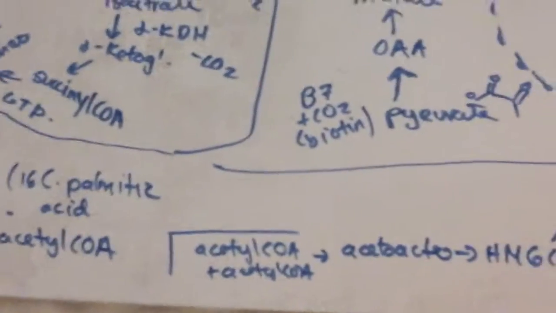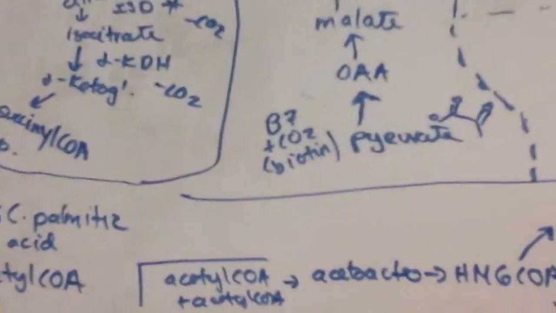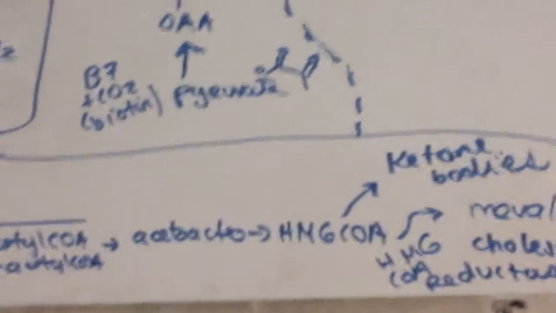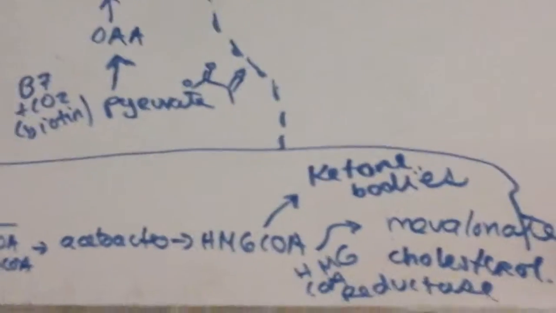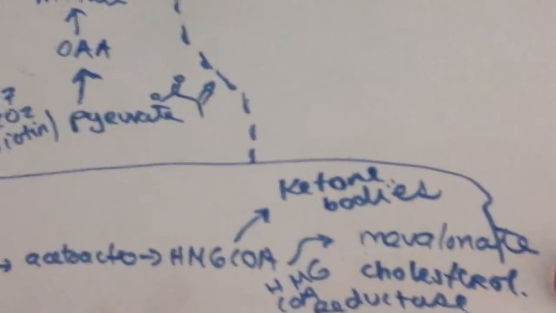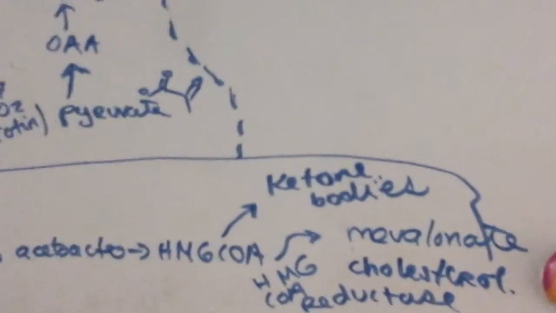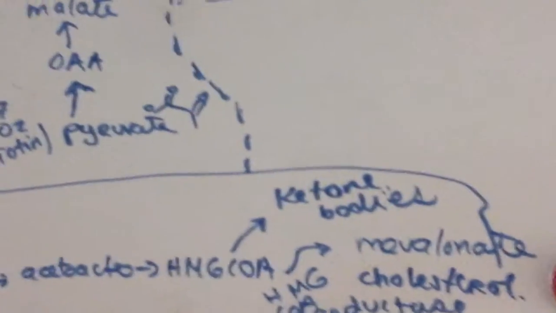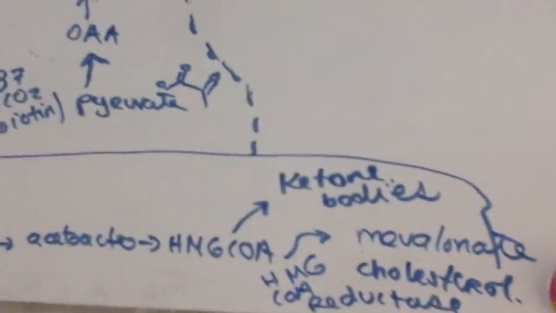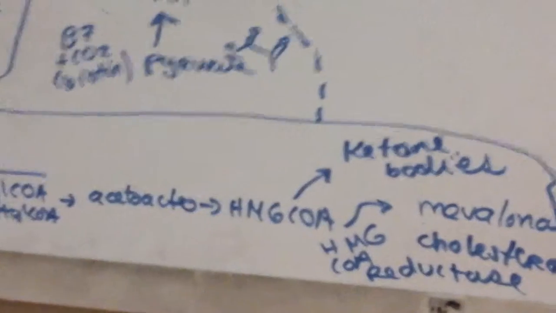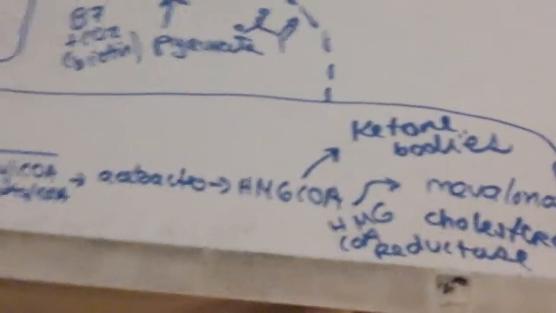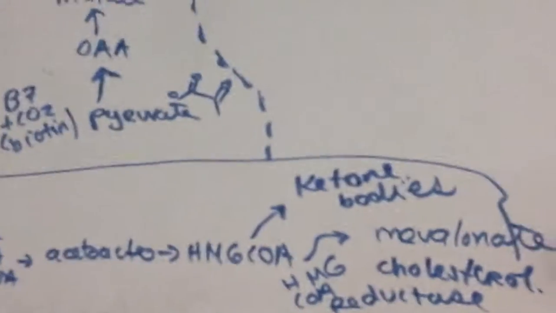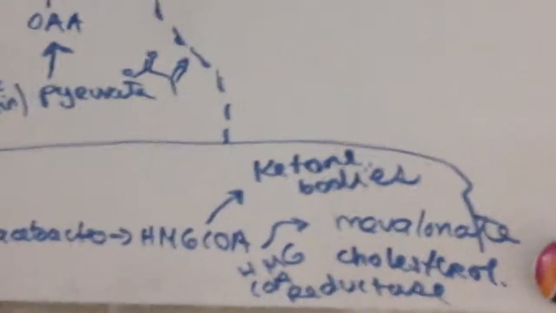Acetyl-CoA can actually join another acetyl-CoA molecule and form acetoacetyl-CoA. And then we can get HMG-CoA. And then from HMG-CoA, we can do 2 things. We can either transform it into cholesterol by using HMG-CoA reductase. We have to go through mevalonate. And eventually we get a series of reactions that are adding terpenes and isoprene units, and eventually we get cholesterol.